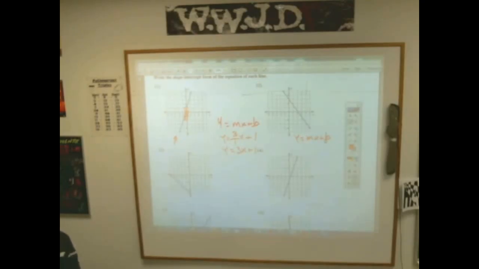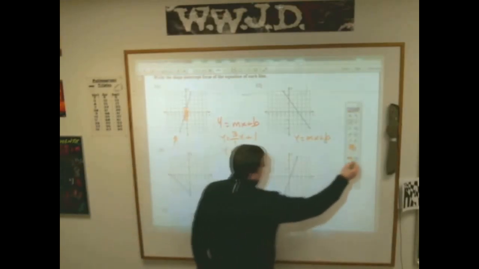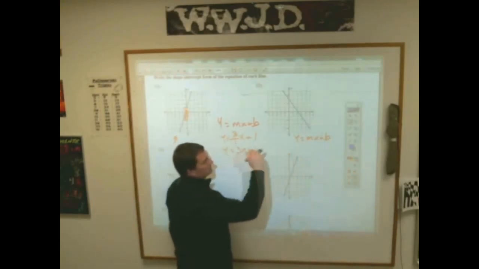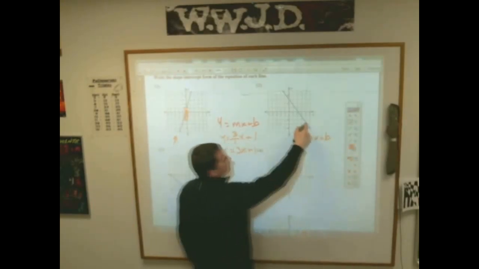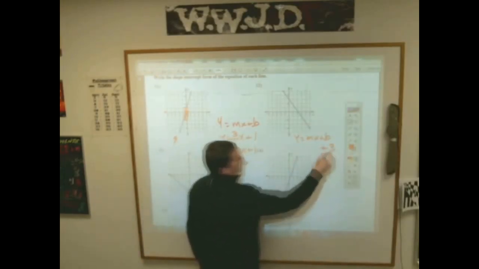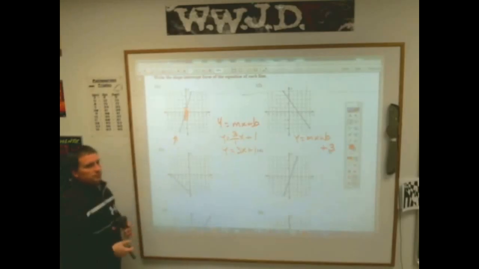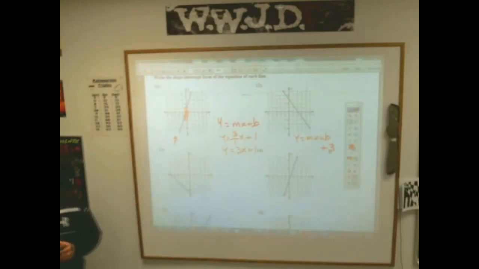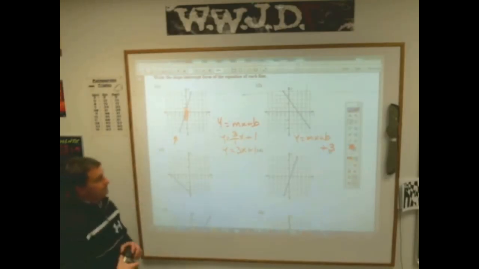Let's see, for this one here, hands up. Where does that line cross the y-axis, sir? 3. Thank you very much, there's my B. Doesn't get any easier than that. Now our slope, which is always a tedious sort of thing.